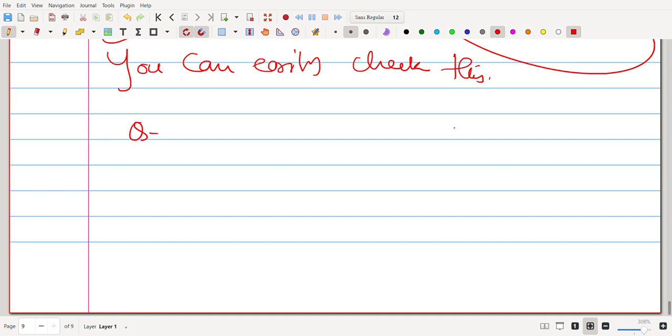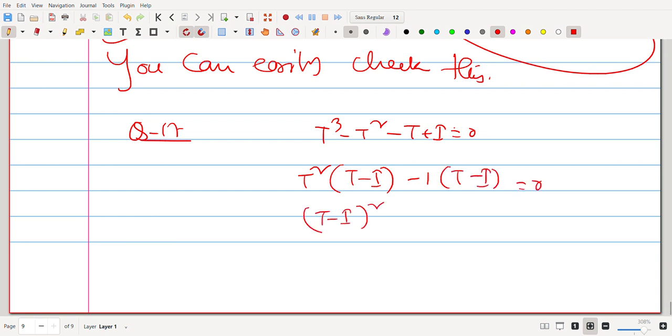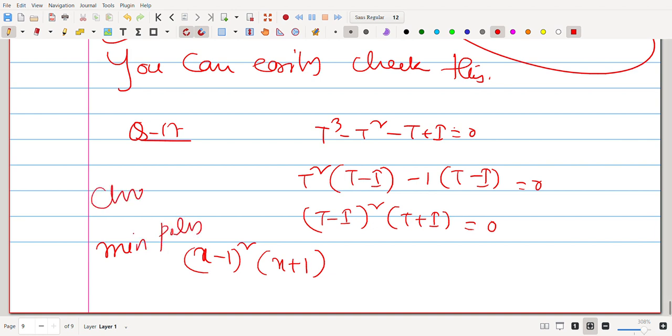Question number 17 is very easy. T cube minus T square minus T plus I is 0. That means T square into T minus I, minus 1 times T minus I. So T minus I squared times T plus I is 0. That means I can take a matrix such that the minimal polynomial is this polynomial. Choose T such that the minimal polynomial is this. Then it is clearly not diagonalizable because the minimal polynomial has a repeated root, and it is invertible always because 0 is not an eigenvalue. So it is invertible but not necessarily diagonalizable. It's the easiest question here.